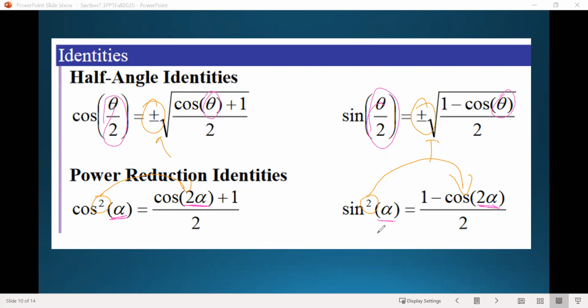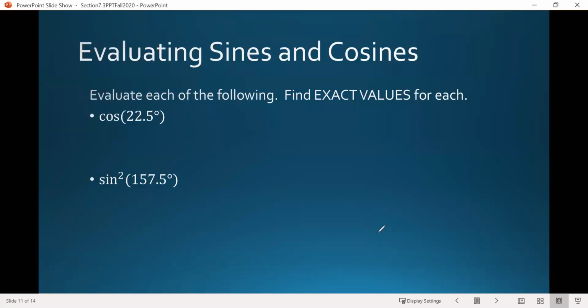All right, so let's use those to help us find exact values for both of these expressions. So we're asked to find cosine of 22.5 degrees, as well as sine squared of 157.5 degrees. And notice that neither of those is on the unit circle. So we can't use that to help us find exact values straight away for each. So we have to use those identities we were just looking at.